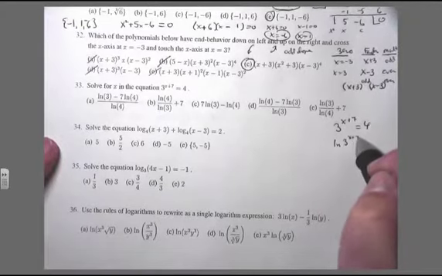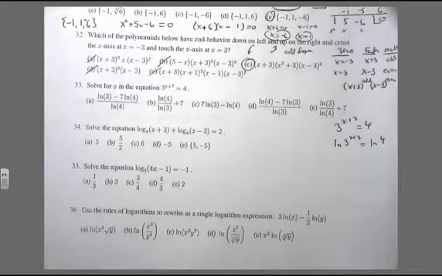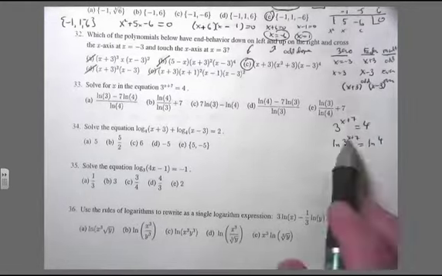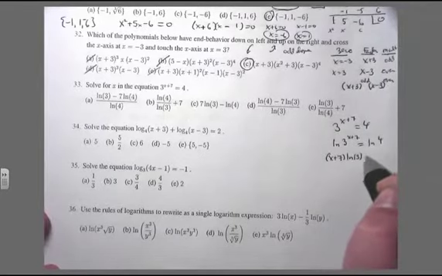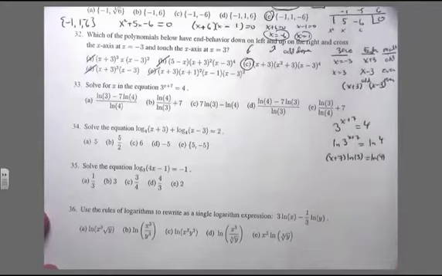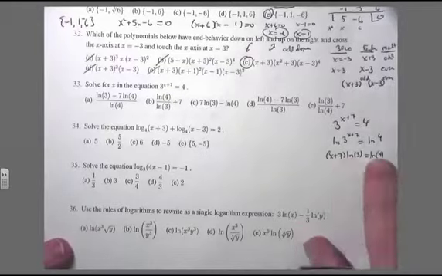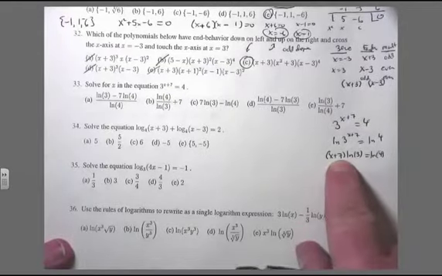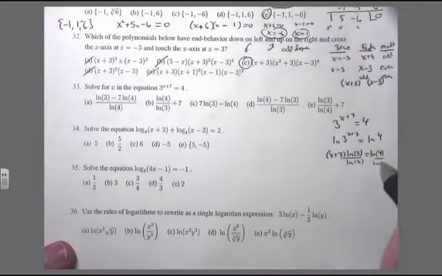Natural log of 3 raised to the x plus 7 will be equal to natural log of 4. According to log properties, the exponent gets to go out in front. So this would be (x plus 7) times the natural log of 3 equals the natural log of 4. Now at this point, natural log of 3 or natural log of 4 are nothing but numbers. To solve, I'm going to divide to get my x plus 7 by himself. Get that x by himself. So I'm going to divide by the natural log of 3 on both sides.